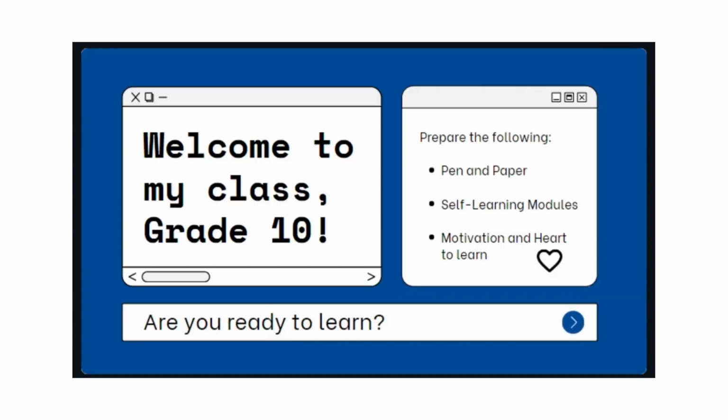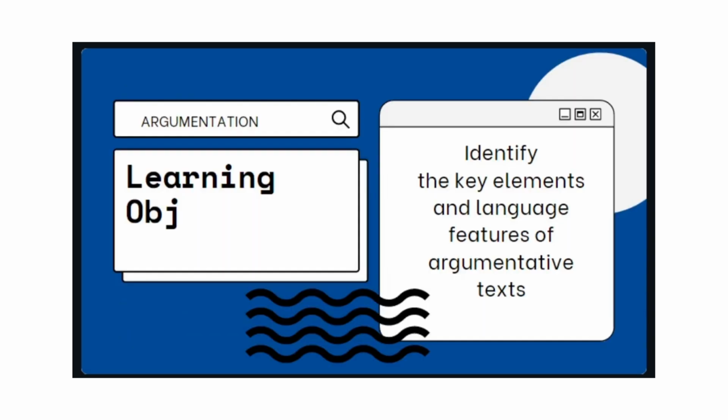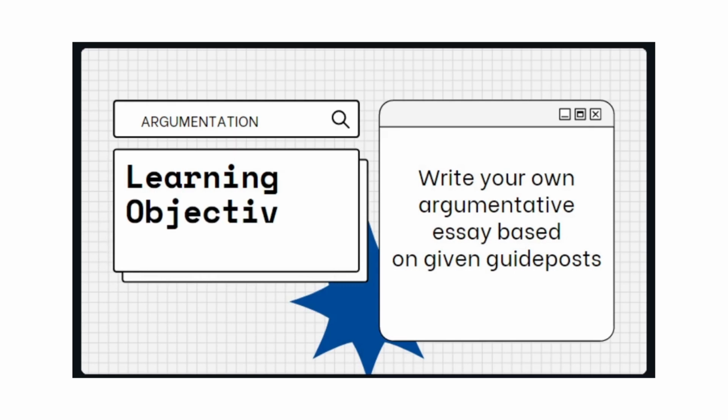Welcome to my class, Grade 10. Before we start with the discussion, let's prepare the following: pen and paper, self-learning modules, motivation, and a heart to learn. So, are you ready to learn? Let's have the learning objectives. Number 1, identify the key elements and language features of argumentative texts. Number 2, write your own argumentative essay based on given guideposts.